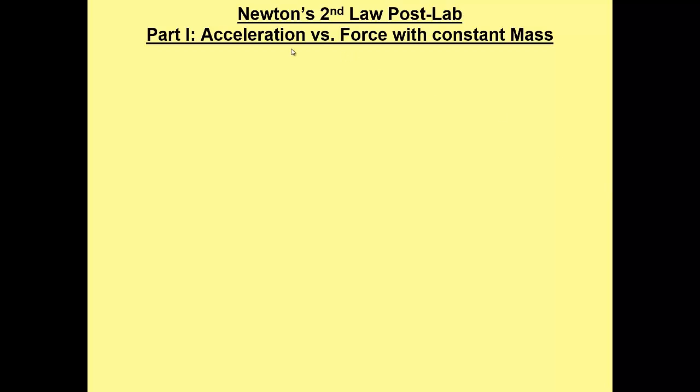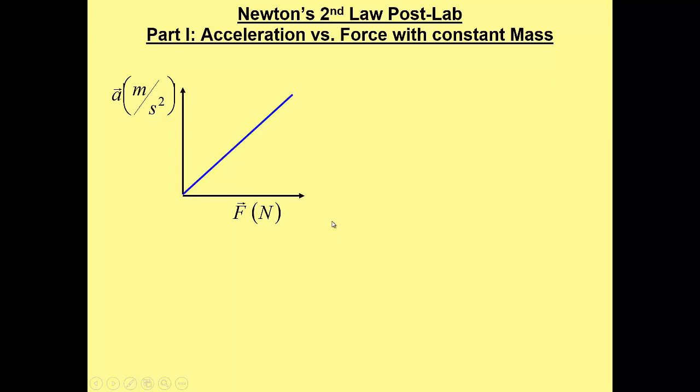In this part, we were looking for a relationship between the acceleration and the force with constant mass. So eventually, you had to make a graph of acceleration in meters per second squared and force in newtons. And when you made that graph, it looked like that. It was a linear graph that went through 0, 0.